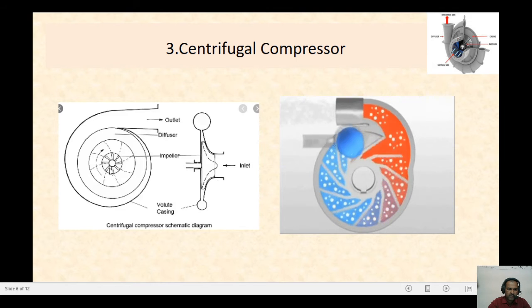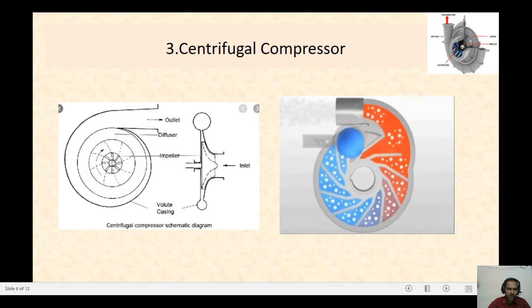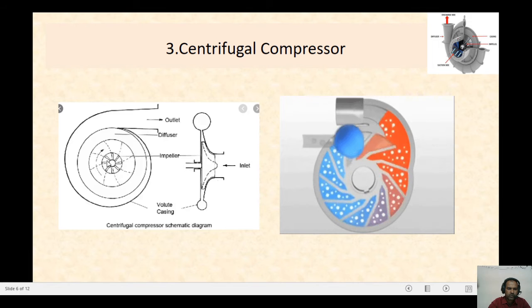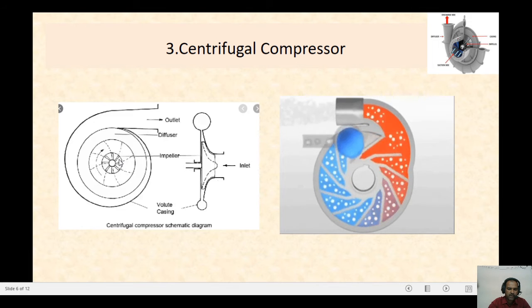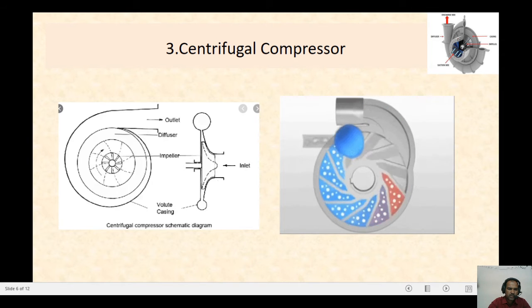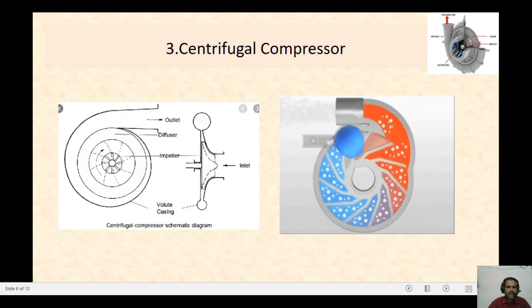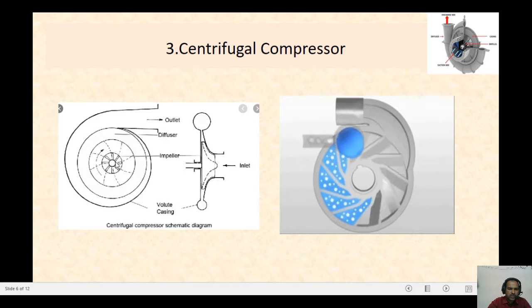So here this is an impeller. The impeller consists of various vanes; a number of vanes are connected to the impeller. So 1, 2, 3, 4, 5, 6. These are the vanes, which together are called the impeller. The impeller consists of various vanes, and these vanes are used to produce high velocity of the air with the help of kinetic energy. Got it? So these are the impellers.